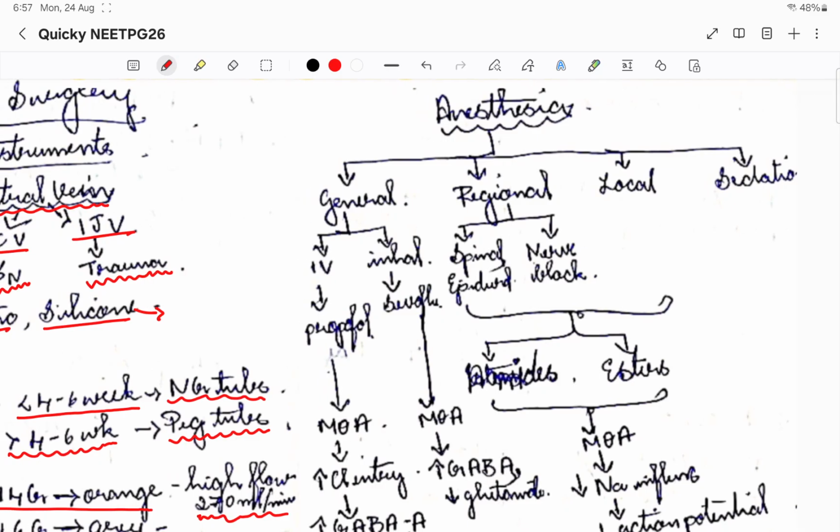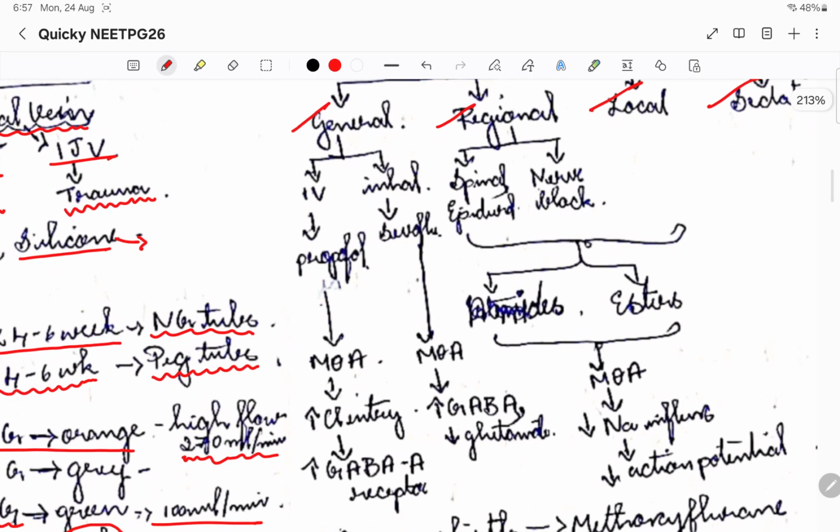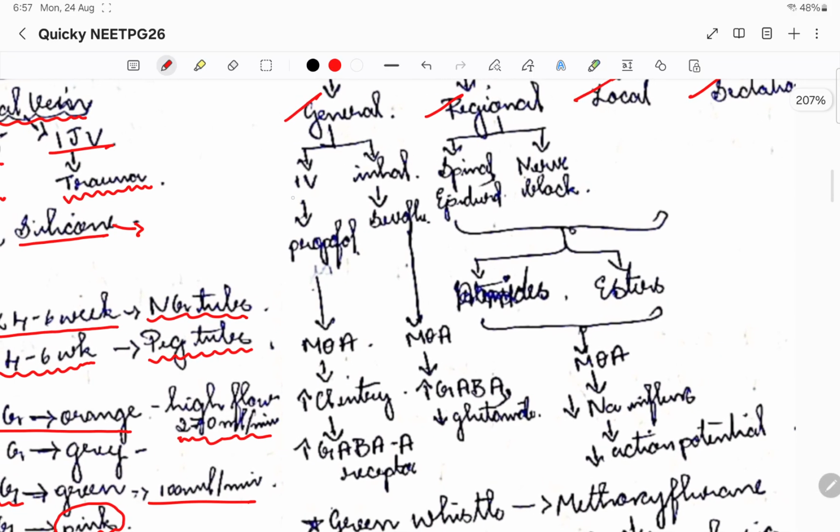Okay, so anesthesia, I'll give you the general basic ideology behind anesthesia. There are 4 kinds of anesthesia that we do: general anesthesia, regional anesthesia, local anesthesia, and sedation. So these are 4 classifications of anesthesia. In general anesthesia, it is usually IV and inhalational general anesthesia. IV general anesthesia is what we start with, whereas inhalational we use it for maintenance.